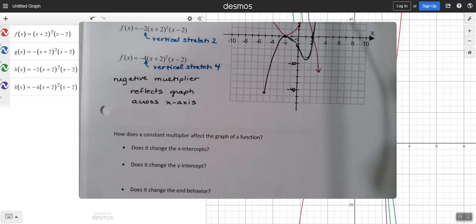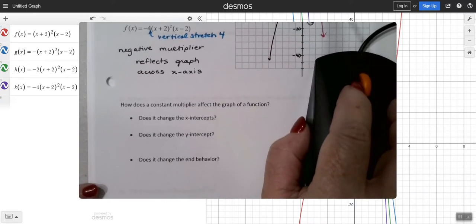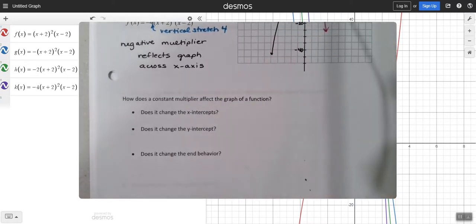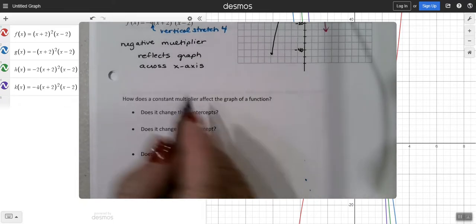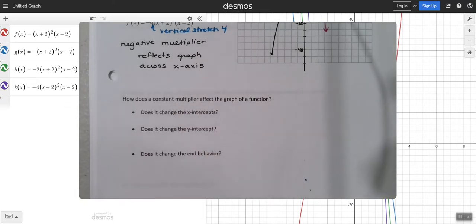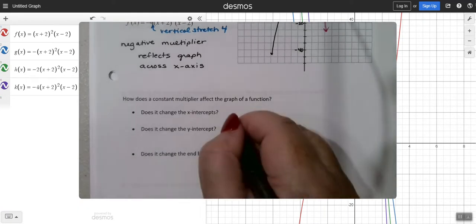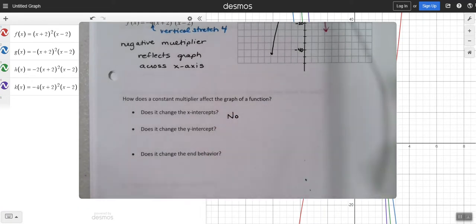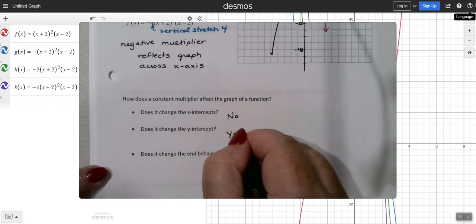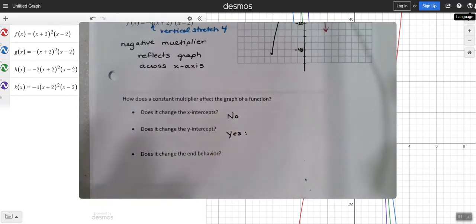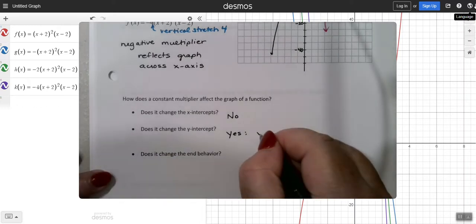All right, so let's summarize that just a bit. How does a constant multiplier affect the graph of our function? Does it change the x-intercepts? Not at all, right? Whether it was a positive or a negative multiplier, we had the same x-intercepts. Did it change the y-intercept? Yes, our y-intercepts ended up getting multiplied by whatever that constant multiplier was.